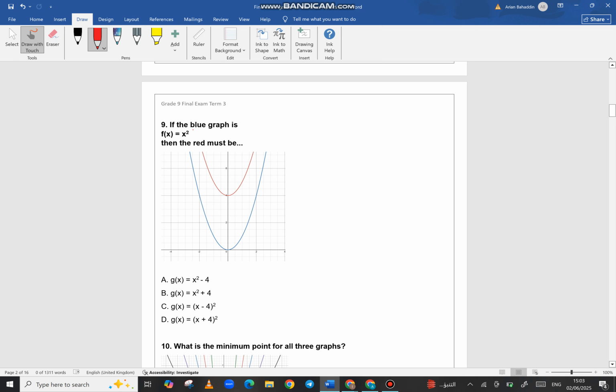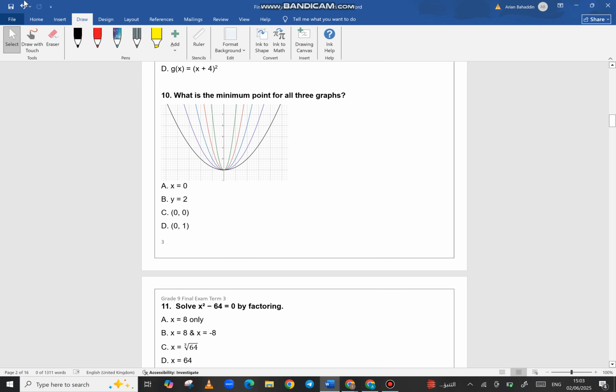Now, if the blue graph is f of x equals x squared, then the red one must be, so this is the blue one, it's moved up by 4. 4 needs to be outside, not inside, because inside would move it left or right. We want to go up. So this is the correct answer. g of x is equal to x squared plus 4, going up by 4. Easy.